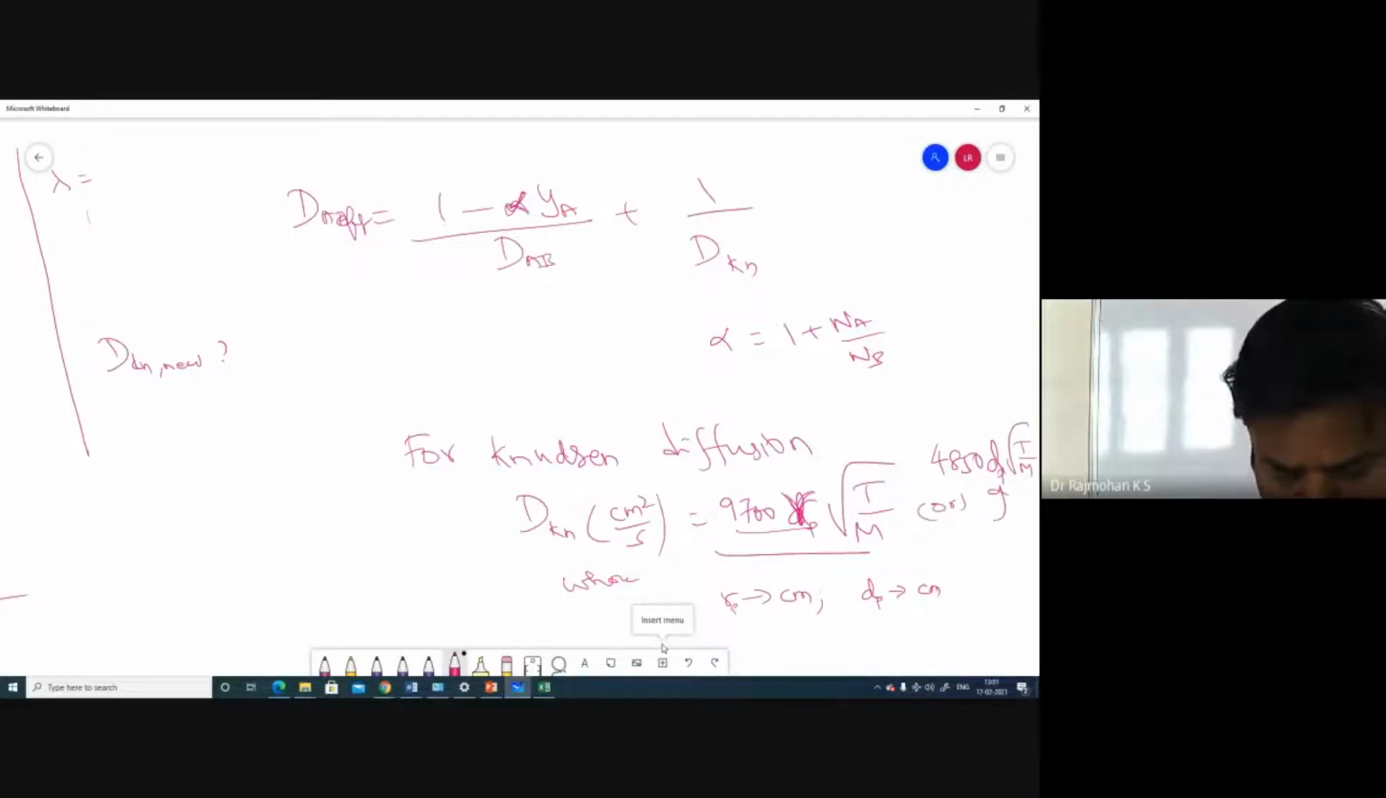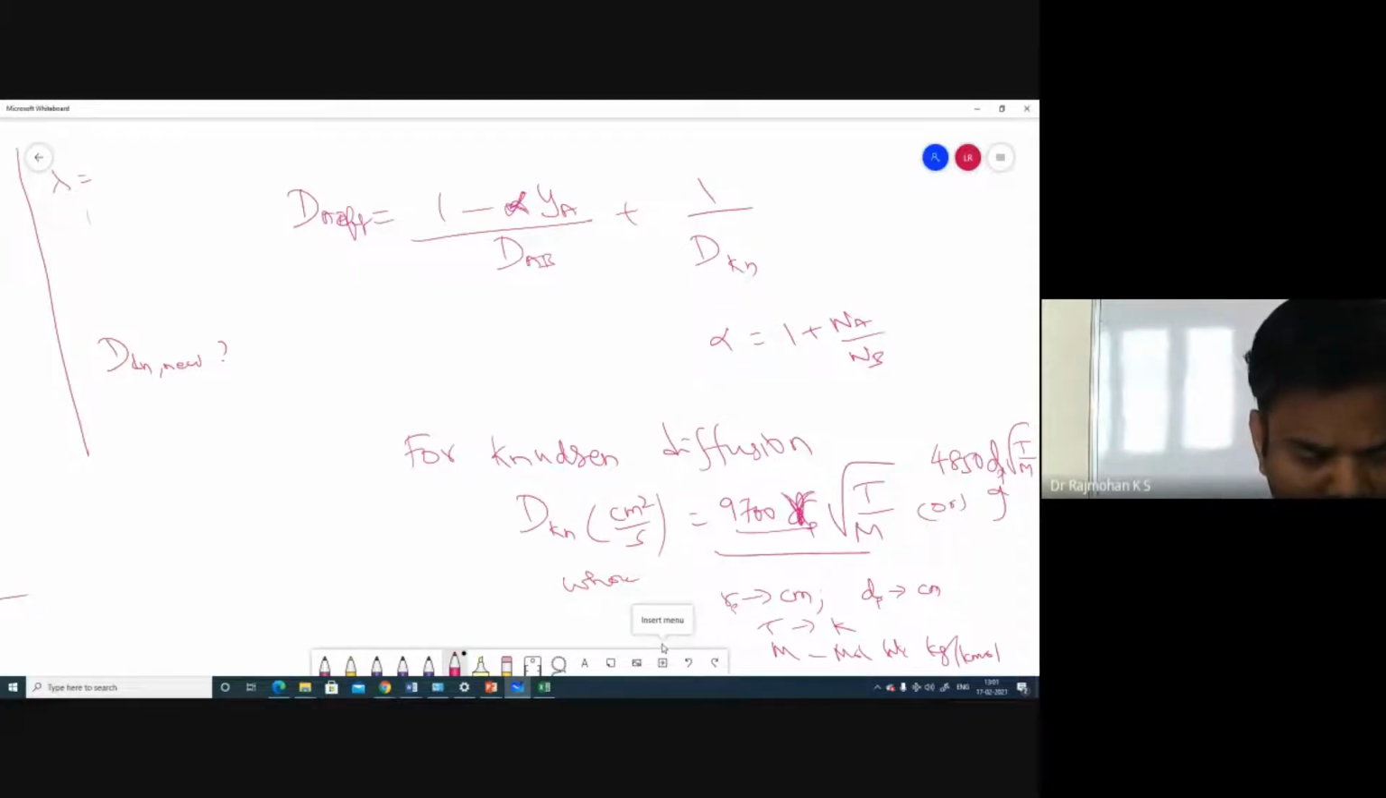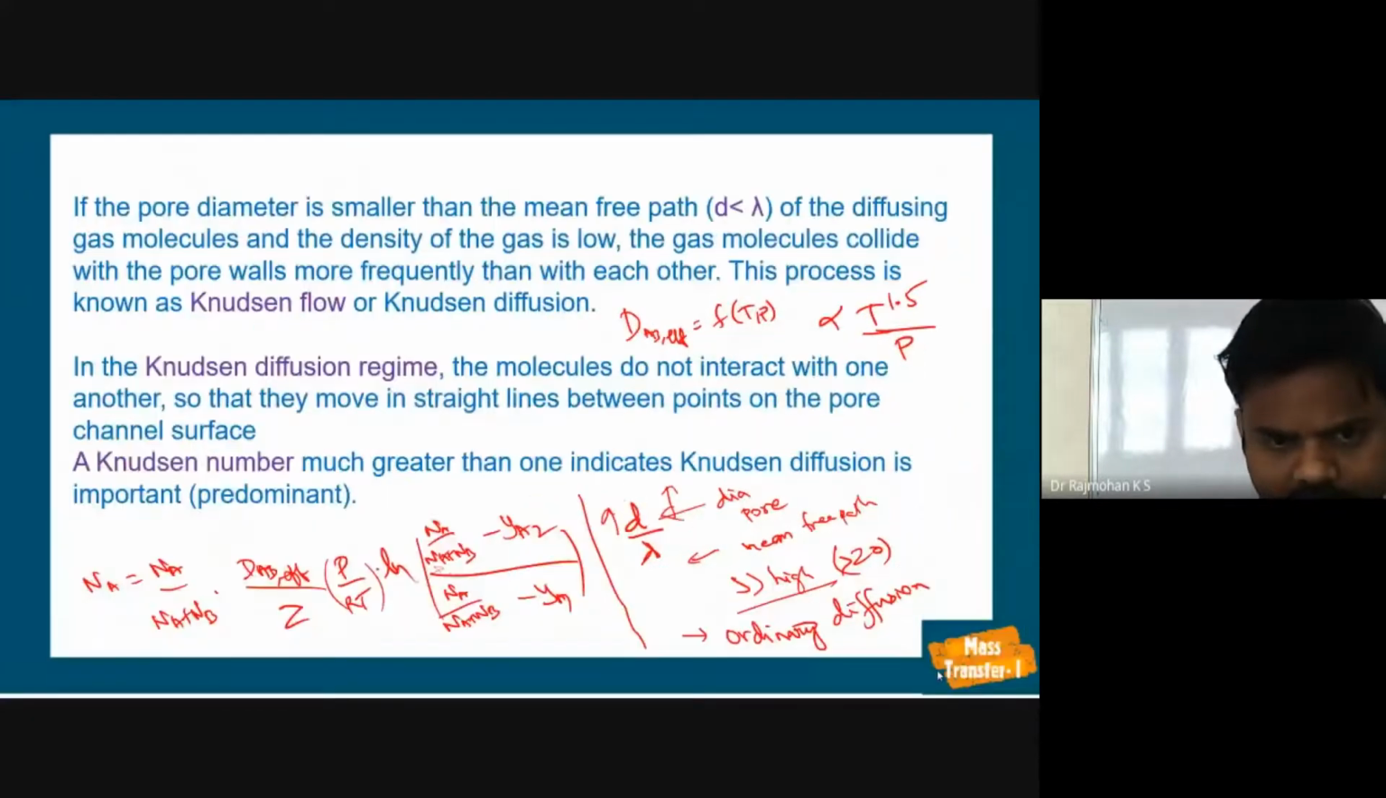Here T is in Kelvin, and M is the molecular weight, in kg per kilomole. So the Knudsen diffusivity is in centimeter square per second. First, I have shown you how we define the Knudsen number.